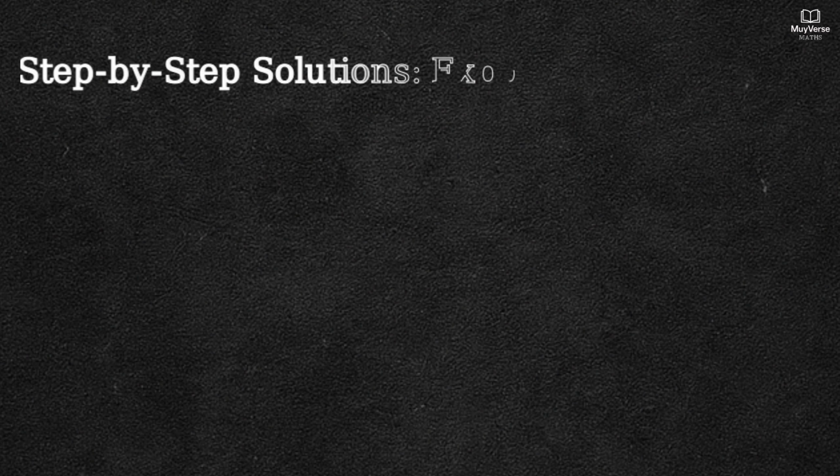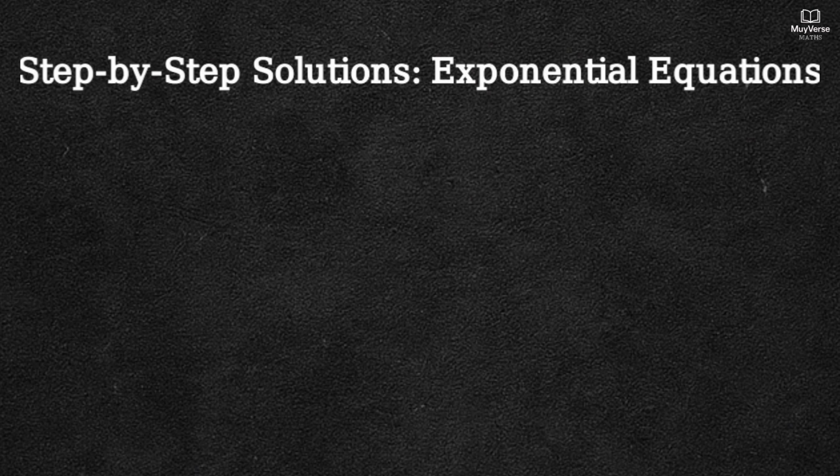In this video, we will solve two exponential equations step by step using clear algebraic moves. First, we solve 4 to the power x minus 2 equals 40. Then, we solve 4 to the power x plus 4 to the power x equals 16.